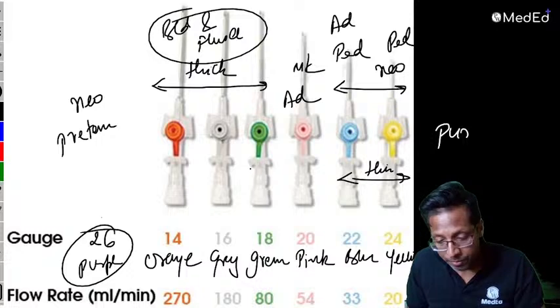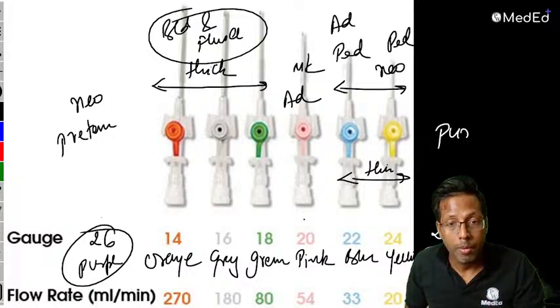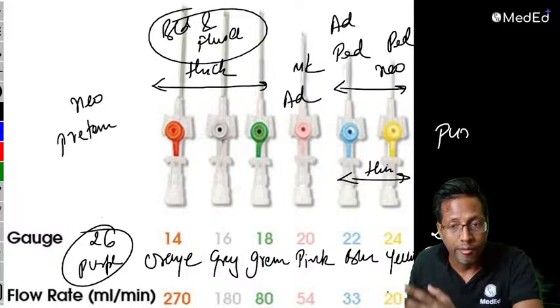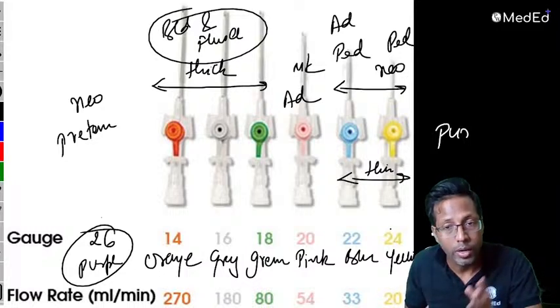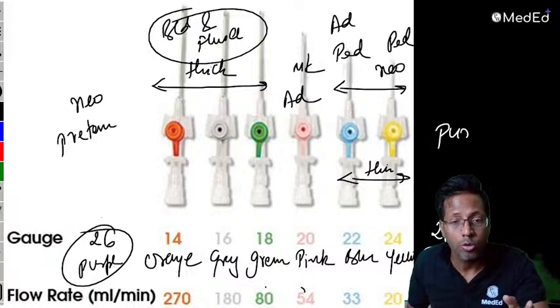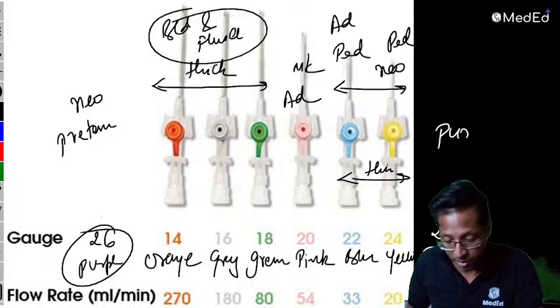Okay? And the flow rates, remember 20 is around 50 or 54, right? बच्चों में उसका half कर दो, around 20 is seen with the 24 gauge, in between is 33, and then you just double it, so around 80, 180 and 280, you can remember like that. That is green, gray and orange. That becomes the flow rate in ml per minute.